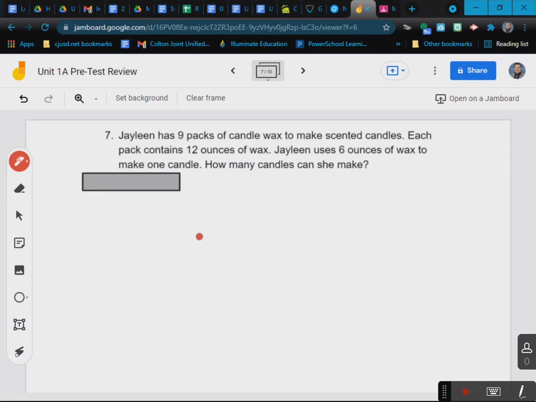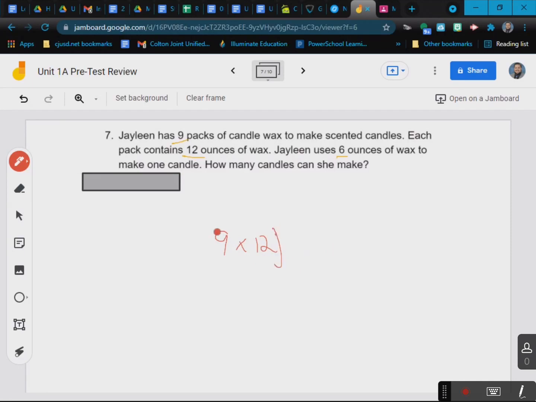So she has 9 packs. Well, first off, I'm going to highlight the numbers that I need. Right? So I see 9, I see 6 and 12, and I know that those are the numbers I'm going to use. So she has 9 packs of candle wax with 12 ounces in each pack. So I know that's going to be 9 times 12. Right? And then she uses 6 ounces to make 1 candle.